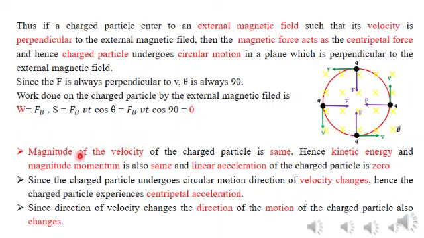So, the magnitude of velocity of the charged particle is the same. Hence, its kinetic energy and its momentum are also the same. And the linear acceleration of the charged particle is 0. Since the charged particle undergoes circular motion, the direction of velocity changes. Hence, the charged particle experiences centripetal acceleration. Since the direction of velocity changes, the direction of motion of the particle also changes.